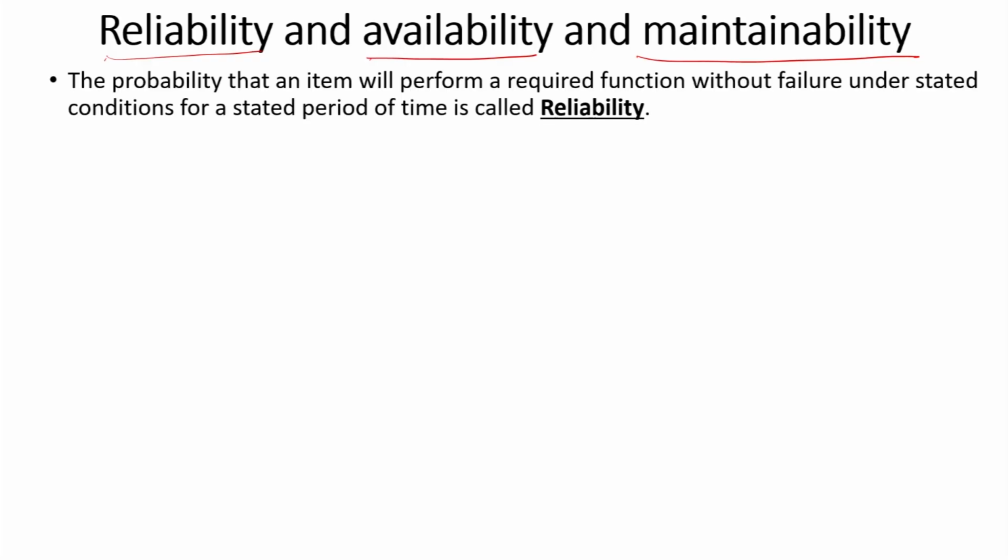There are a few very important terms in reliability engineering. One is reliability, the next is availability and maintainability. We will see how these three terms are relevant when you consider the reliability of a spacecraft or a space system. So, how do we define reliability using the probability theory? Reliability is defined as the probability that an item will perform a required function without failure under stated conditions. Here the conditions I mean are the environmental and launch conditions.